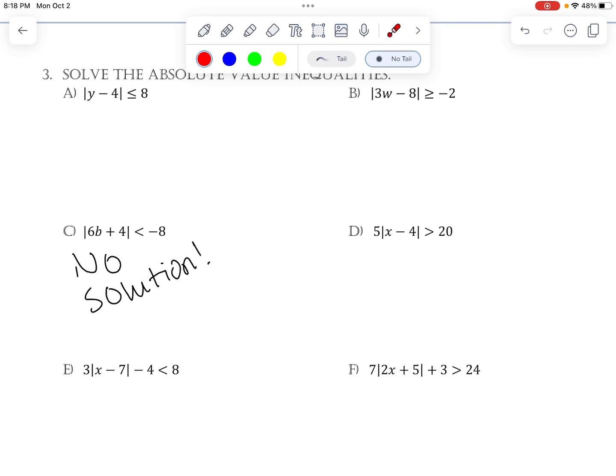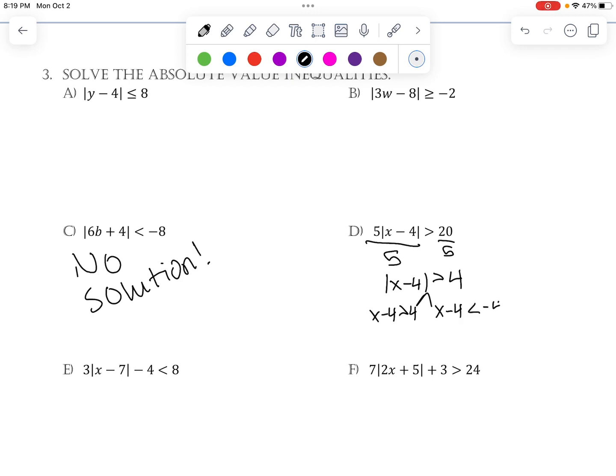What I noticed first off is D is not completely by itself. I have that 5 out in front. So I'm going to divide by 5 because that is what my 5 is doing to my absolute value of x minus 4. So I'll have absolute value of x minus 4 is greater than 4. And from here, I'm good to go. I don't have any negatives anywhere. So I'm going to have x minus 4 is greater than 4, and I will have x minus 4 is less than negative 4. Again, when we're doing that split for our equations, one of those signs flips for our negative.